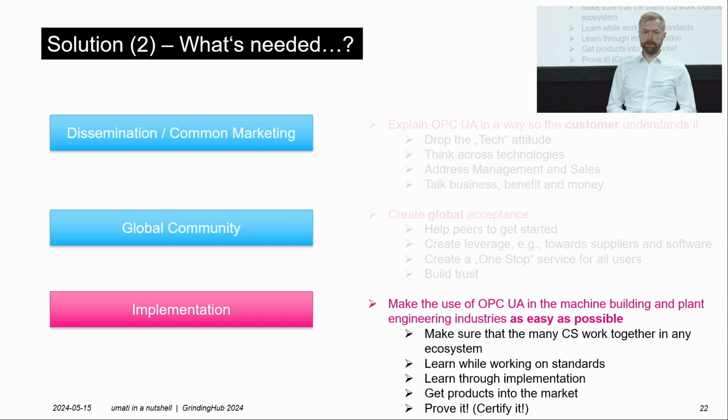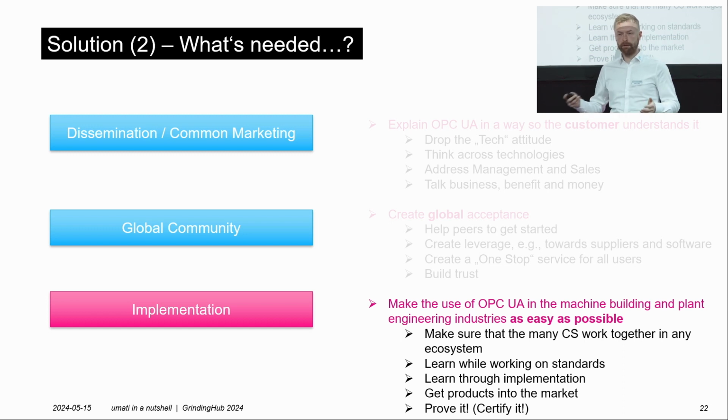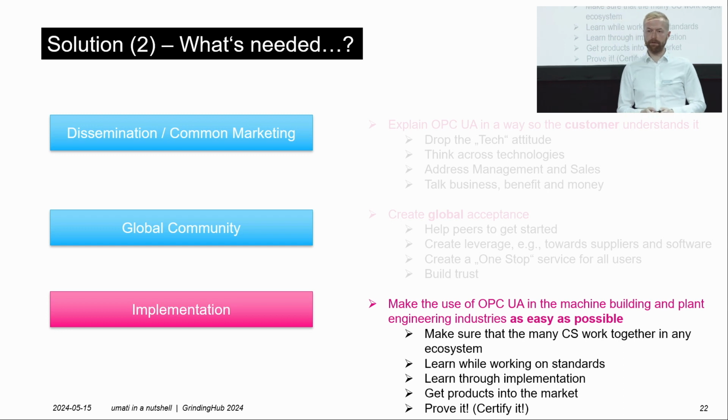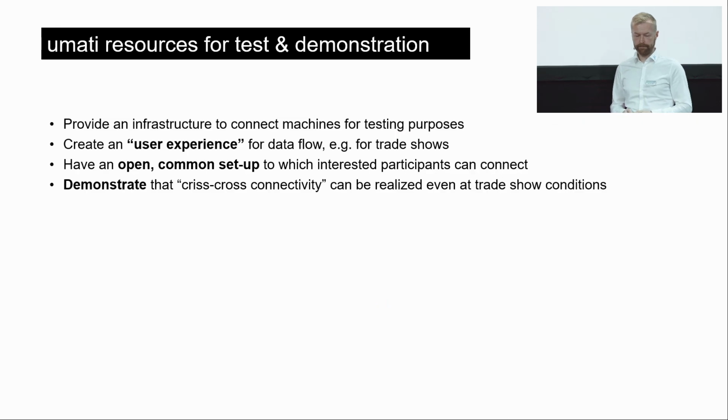And that brings me to the implementation. We have standards, and those standards have to be used. So one of the goals of Umati is to make using these standards as easy as possible. Like I said before, we have to make sure that different companion specs can work together, bringing together different industries. We have to learn together with the companies how to implement the standards. And that's basically the idea.